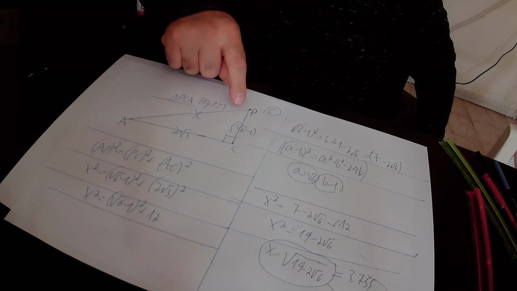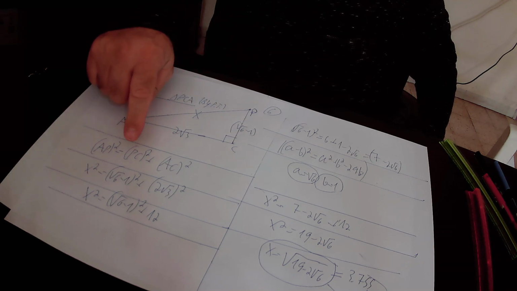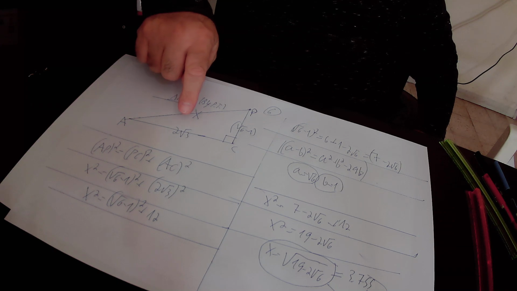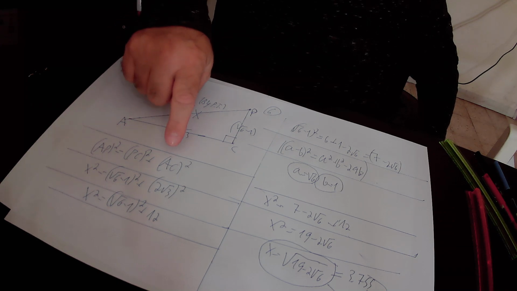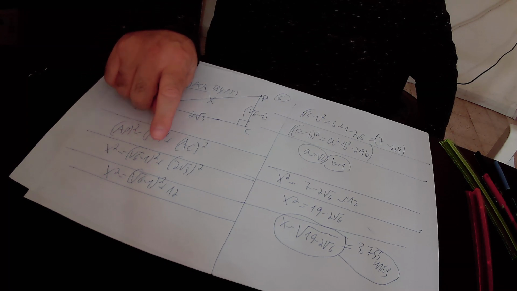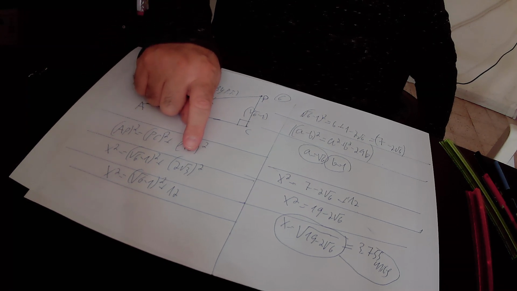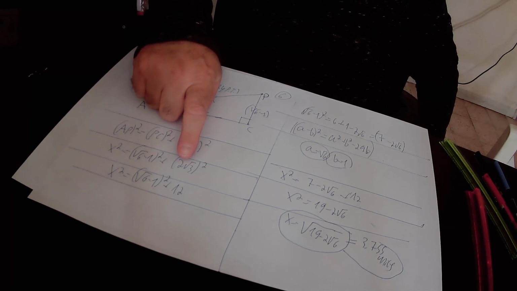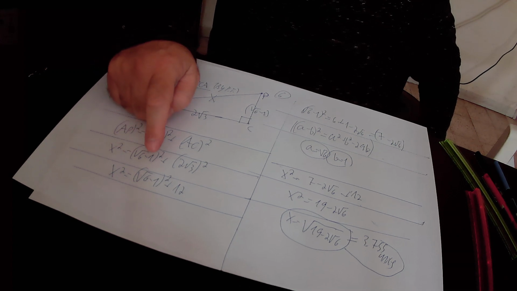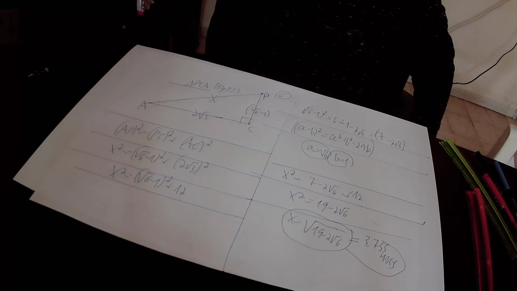PC is square root of 6 minus 1, therefore PC squared is (square root of 6 minus 1) squared, plus AC squared. AC is 2 times square root of 3, therefore AC squared is (2 times square root of 3) squared, which equals 2 squared, that is 4, times square root of 3 squared, that is 3. 4 times 3 is 12. So in conclusion, according to the Pythagoras theorem, x squared equals (square root of 6 minus 1) squared plus 12.